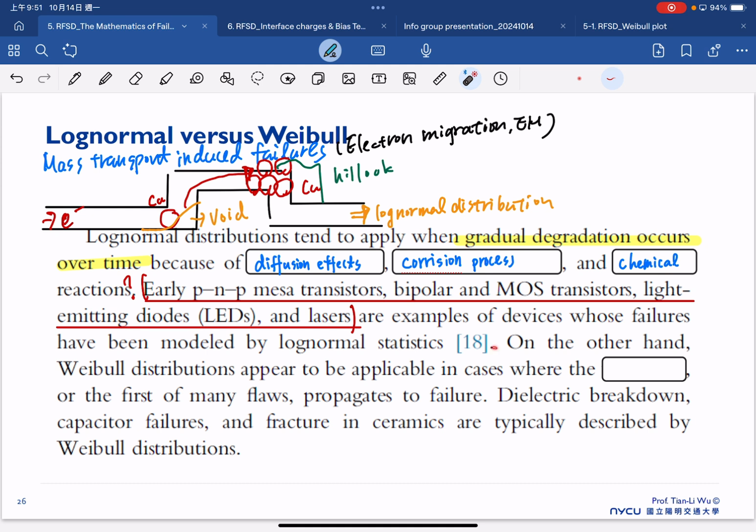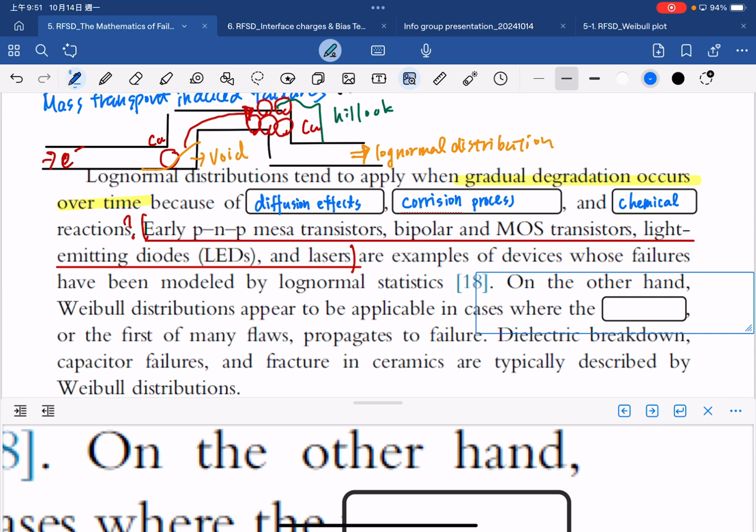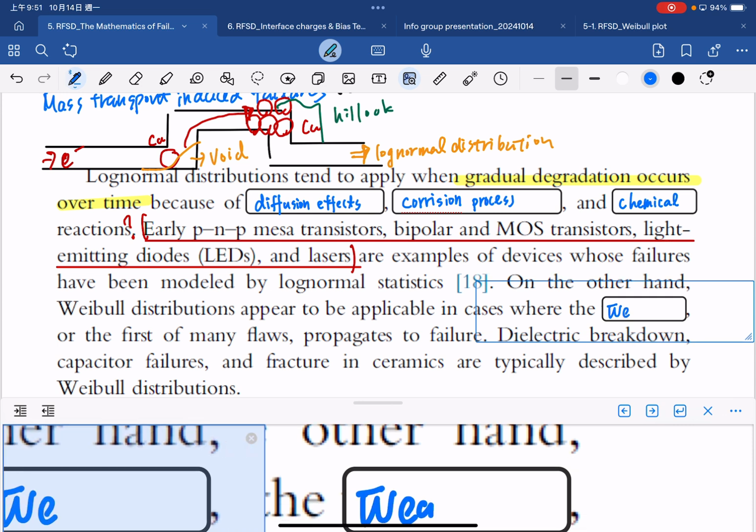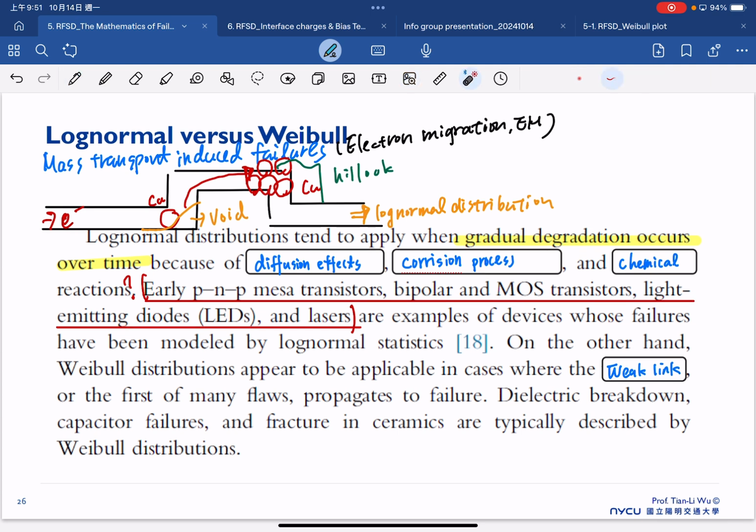And on the other hand, the Weibull distribution appears to be applied in the case where we generally call a concept a weak link. Weak link of the first of many flaws here. So now we have to explain what the weak link means.